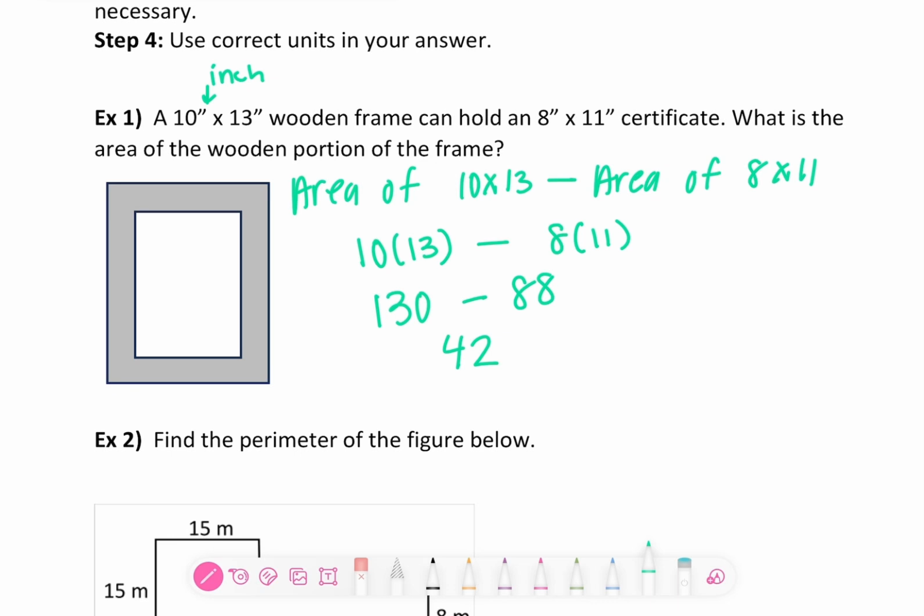And remember, these little marks mean inches. So it's 42 inches, and since it's area, it's going to be squared. So 42 inches squared is the area of that wooden portion of the frame.